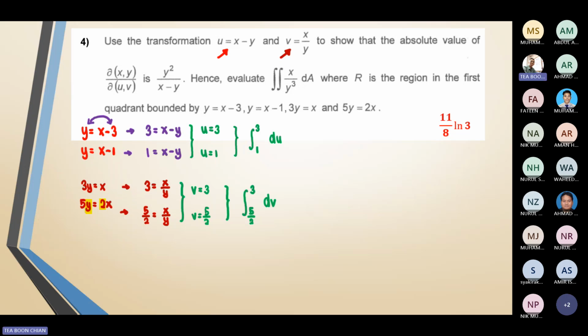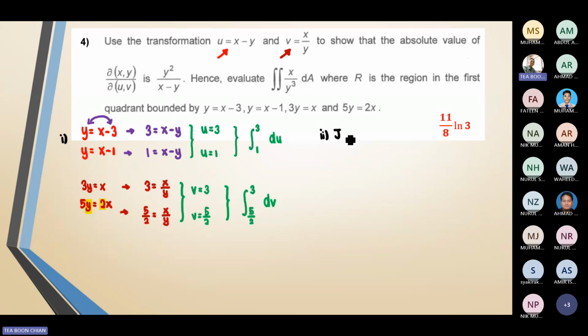Now sometimes the question can also ask in this way. The question has already given you the Jacobian term, but you need to show whether the Jacobian is indeed y squared over x minus y. In other words, the Jacobian has been given. You just need to redo the process and show that, yes, this is correct. Therefore, we will now show that this Jacobian is indeed the correct one.